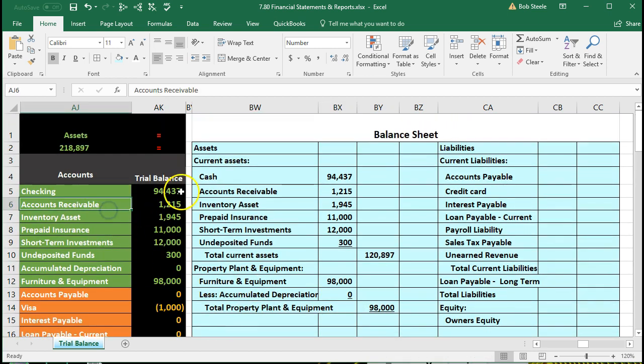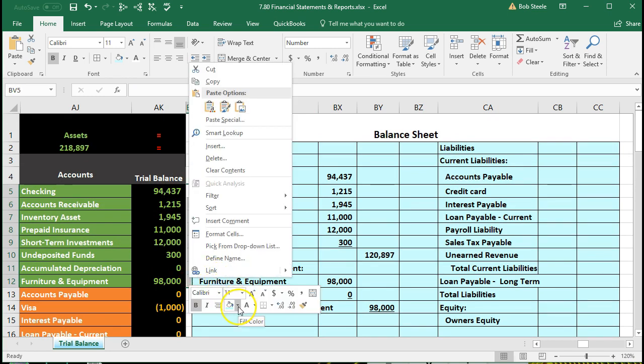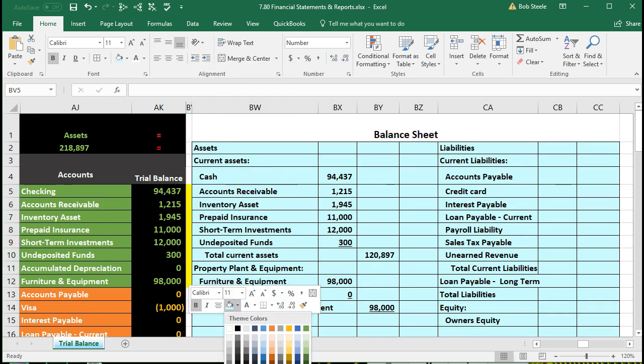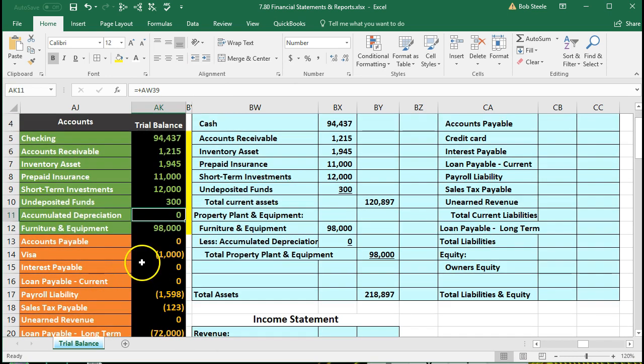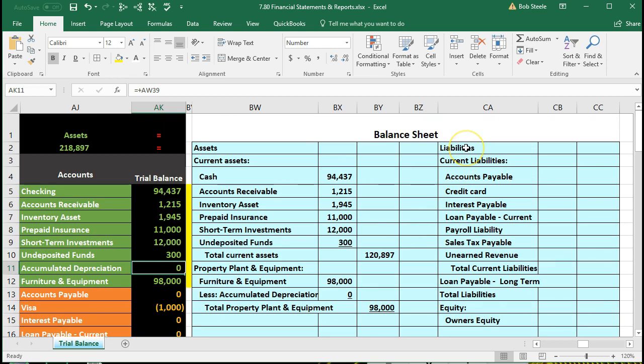We found a home for all these. I'm going to put a little yellow dot next to these, or say that we found those. So those are all done. Now we're going to find a home for the liabilities. We're going to go over here to the liabilities. Same idea.